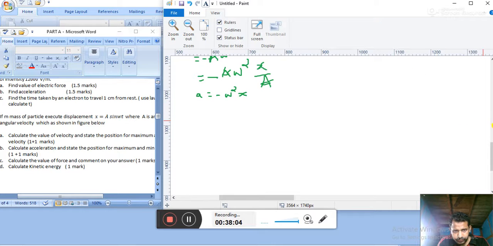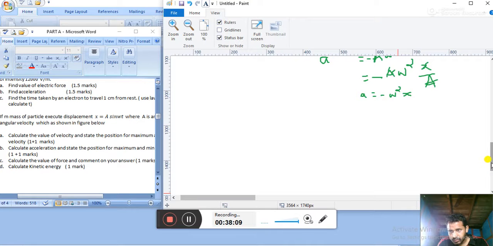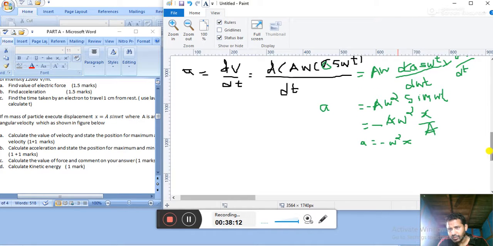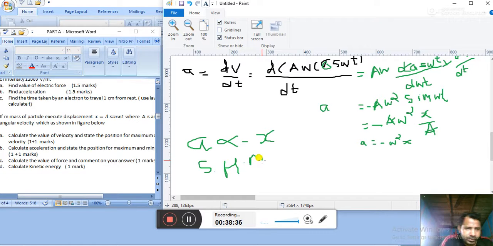From here it is clear that acceleration is directly proportional to displacement, and they are opposite to each other, hence the minus sign. Such motion is called simple harmonic motion. What is simple harmonic motion? The motion in which the acceleration is directly proportional to the displacement and the directions are opposite.